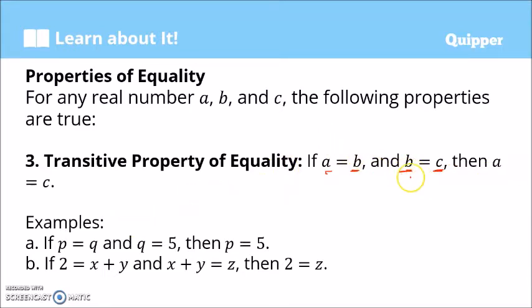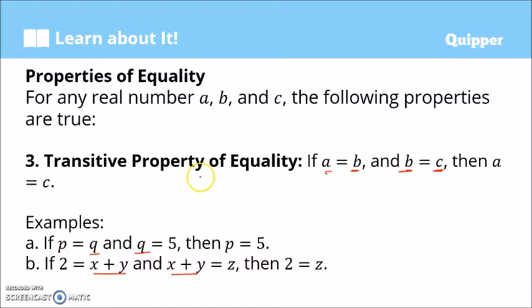Right? So, let's have an example to understand it better. First example, if p equals q, and q is equal to 5, then we can say that p is equal to 5. Another example, if 2 equals x plus y, and x plus y is equal to z, then we can say that 2 is equal to z. Remember, x plus y, and then x plus y, and then we have 2 equals z. We have here p equals q, and q is equal to 5, so we can say p is equal to 5.